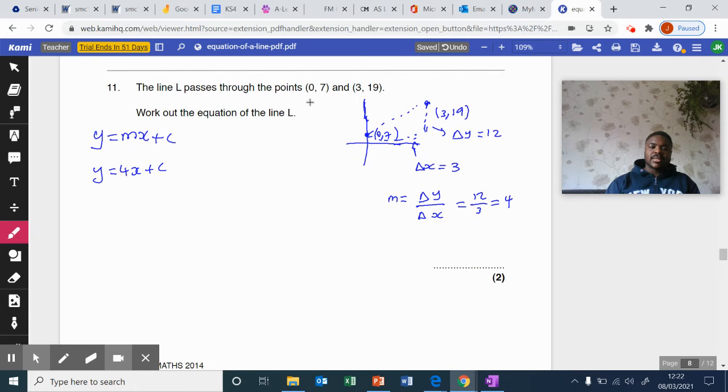Then to work out the y-intercept, well, we see here that it goes through the point 0, 7. That's actually on the y-axis. So our y-intercept is 7. Another way to think about the y-intercept is it's the point where x equals 0. When x equals 0, what does y equal? Okay, and we can see here that the x coordinate was 0. So our y-intercept c is equal to 7. So we have y equals 4x plus 7.